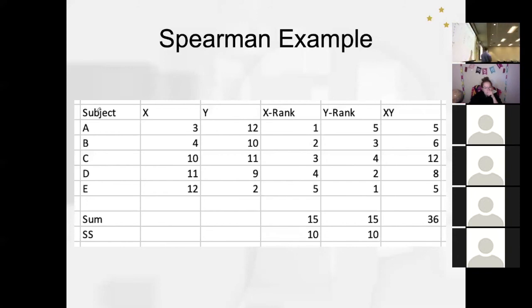All right, so we have two variables. We have X, we have Y. And you can see that these are non-ordinal data as they exist right now. For X, we have 3, 4, 10, 11, 12. For Y, we have 12, 10, 11, 9, 2.